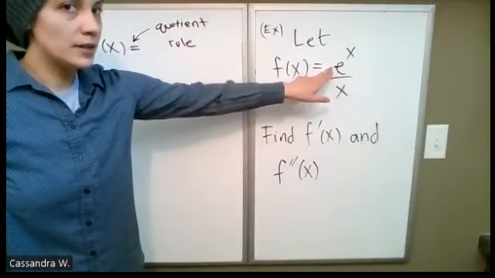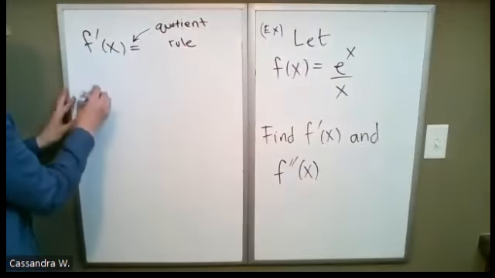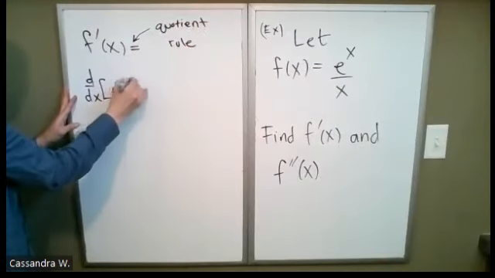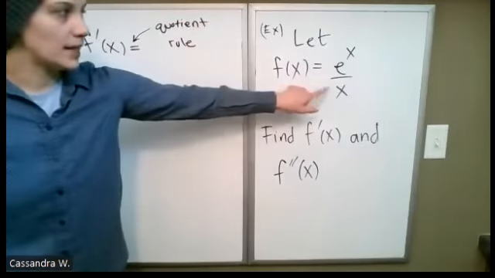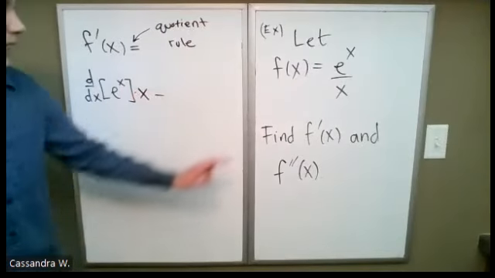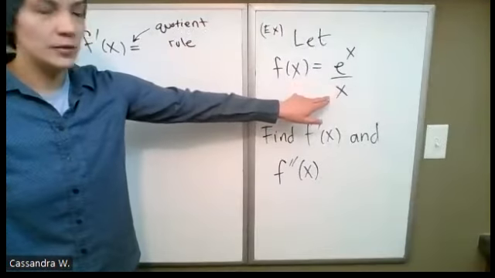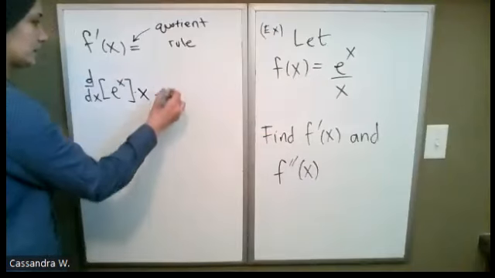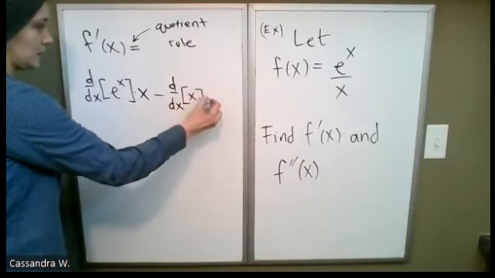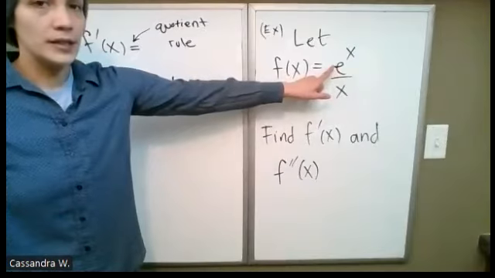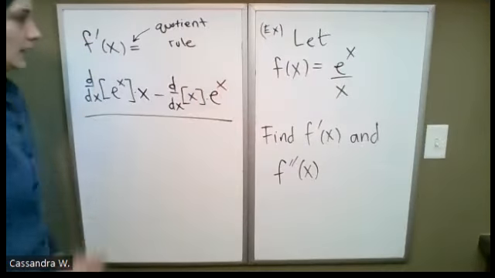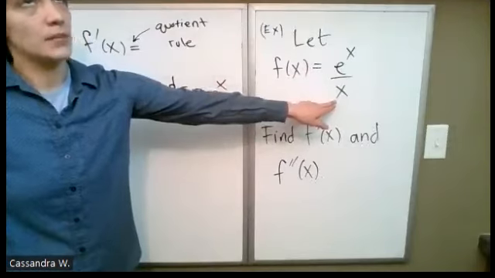So you're taking the derivative of what's in the numerator, multiply by that denominator, x. Then subtract taking the derivative of what's in the denominator, multiply that by the numerator, e to the x. And then divide by that denominator squared, x squared.